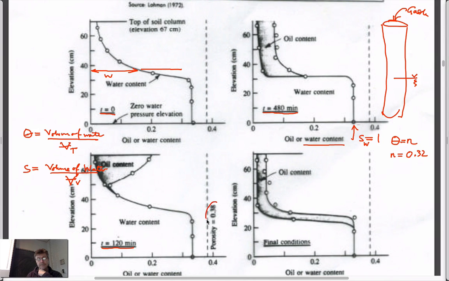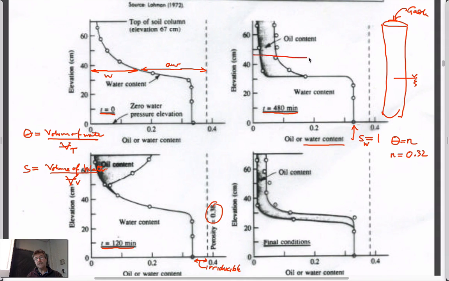There's an irreducible saturation here of some amount. So this would be air. And then we put some oil on the top. So then this changes so that if you go across any particular part here, try and draw a straight line, not a dashed line. Actually, let me not do it here. Let me do it here.